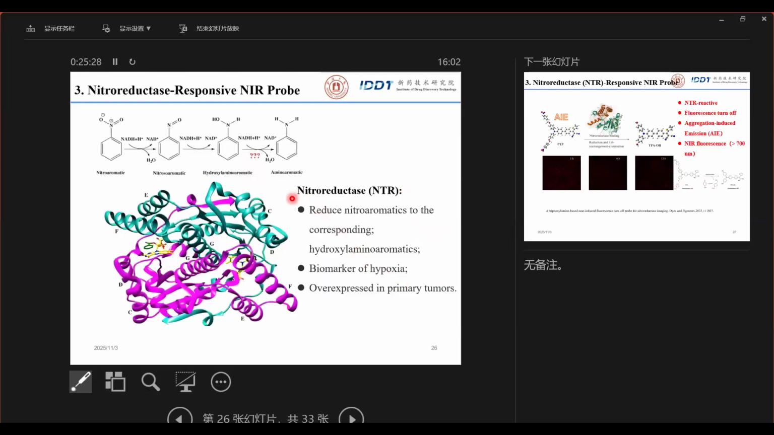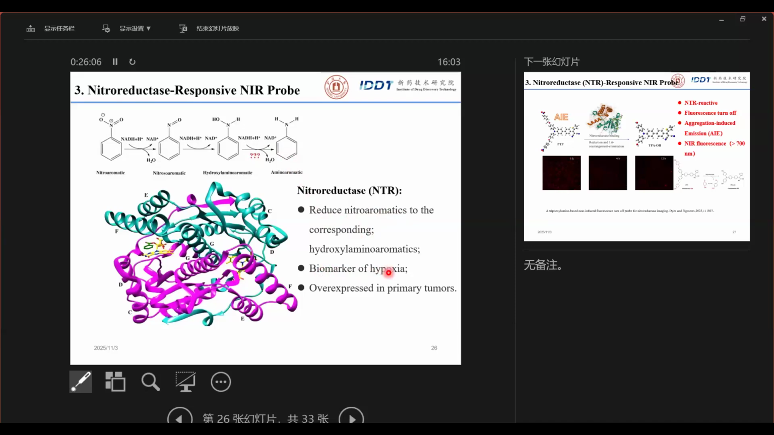And continuing with that, we also developed some enzyme-responsive probes. So what is nitroreductase? What is its function? It can reduce the nitro group in 1, 2, 3 steps to the amine. This is a very important property in cells. It can reduce nitro aromatics to the corresponding amine aromatics. And it's also a biomarker of hypoxia.